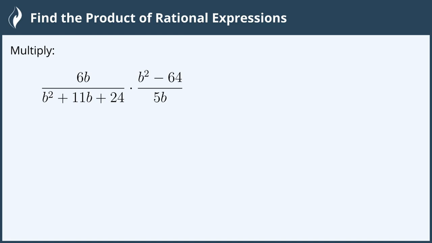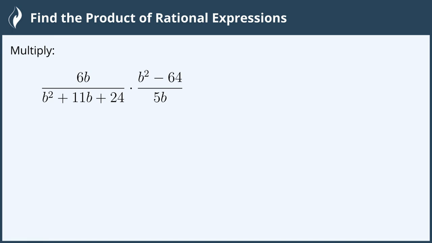Hi everyone! In this video, we will find the product of rational expressions. Multiply 6b over the quantity b squared plus 11b plus 24 times b squared minus 64 over 5b.